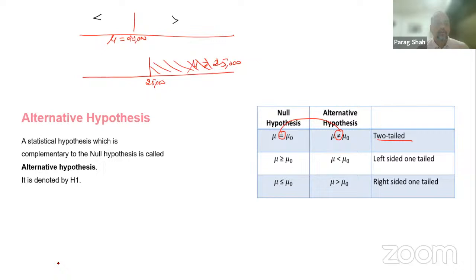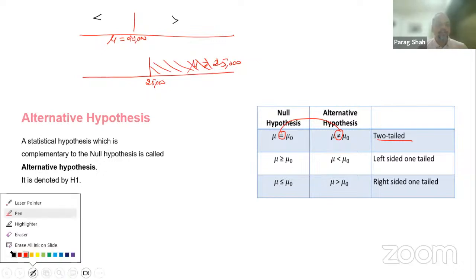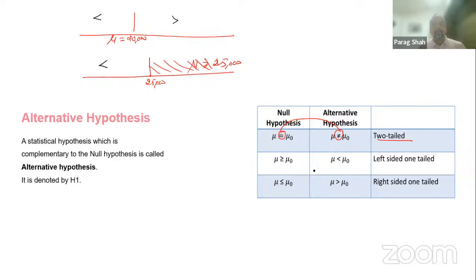What is left out now? You can go only on one side, that is over here, that is less than. So whenever it is greater than or equal to, the option that is left out is less than. Same way, whenever it is less than or equal to, the option that is left out is greater than. This is how null and alternatives are decided.